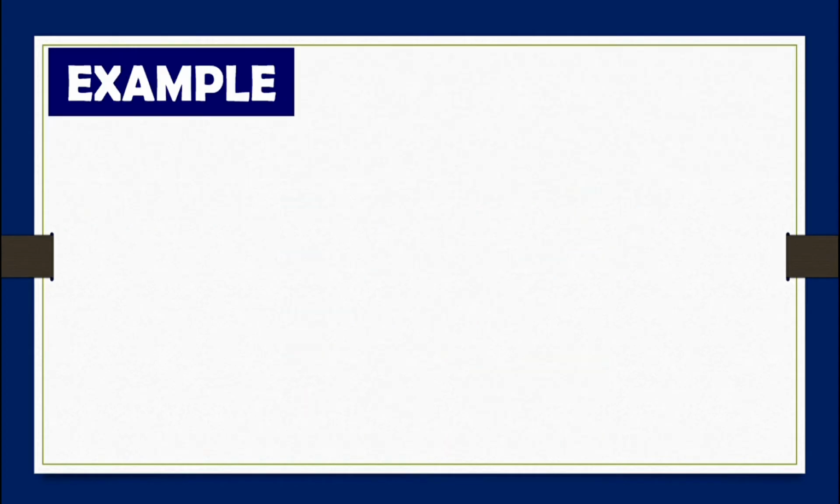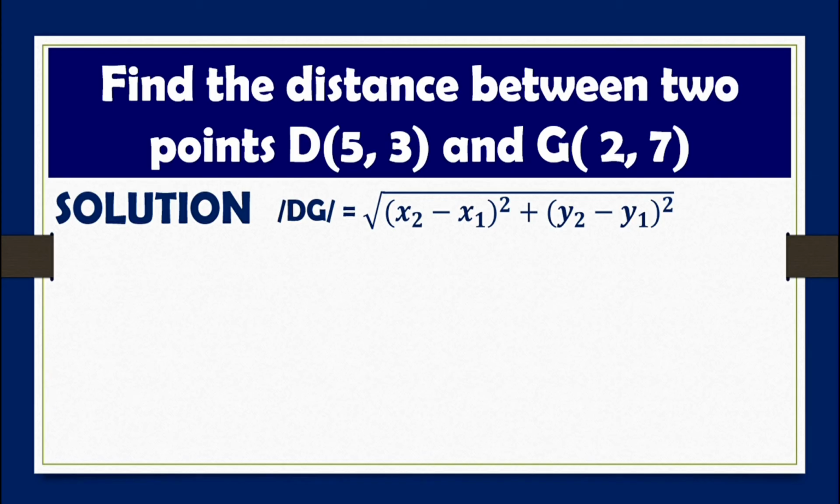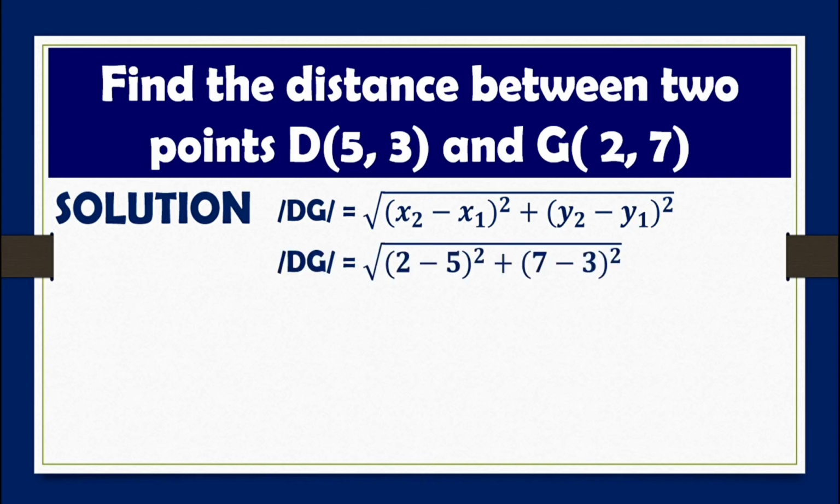Let's have another example. Find the distance between the points D with coordinates 5, 3 and point G with coordinates 2, 7. Again, utilizing our distance formula, substitute our x sub 2 which is equal to 2, x sub 1 which is equal to 5, y sub 2 which is equal to 7, and y sub 1 which is equal to 3. To simplify, 2 minus 5 that is negative 3, and 7 minus 3 that is equal to 4.